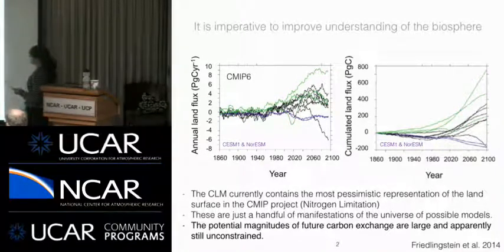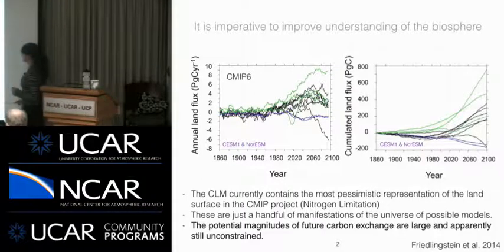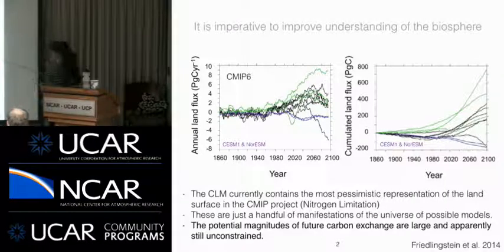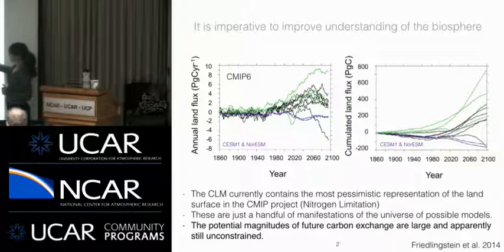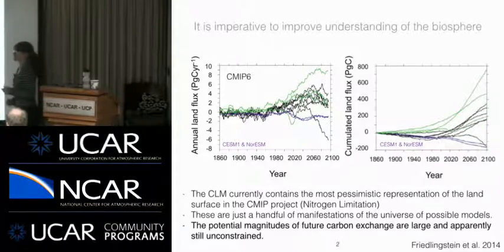What this shows is, on this side, the annual carbon exchange between the land and the atmosphere, and this is the cumulative version of this data. And so what you can see is that between 1860 and 2100, we have this huge spread in the carbon which goes either in or out of the land surface. And by 2100, our uncertainty in this component is like 16 petagrams of carbon, and that's more than the annual anthropogenic emissions at the present time.